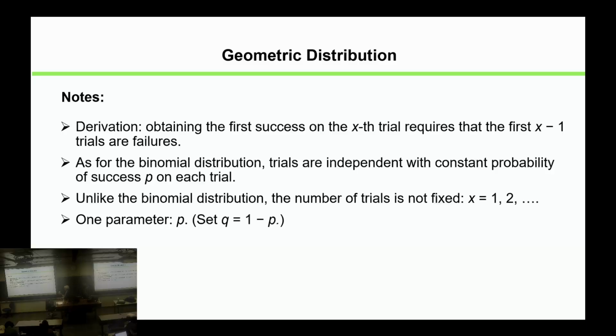We have a single parameter in this distribution, which is p, and that is the probability of success on each trial. The q is just automatically determined. The probability of a failure is 1 minus p. And as we will get into the mean or expected value, we will see that it is 1 over p.